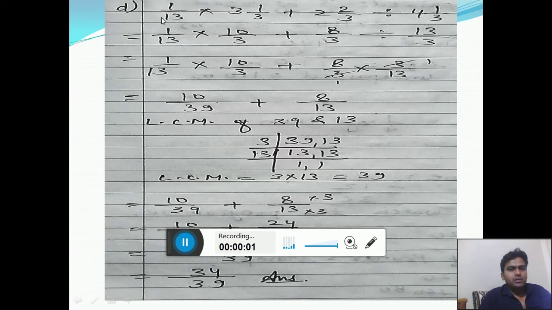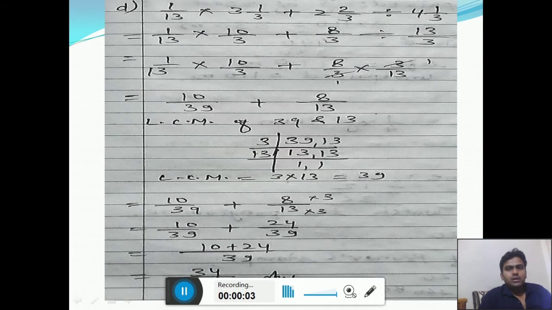Next question D. In this question also we will search for where we have to start the solution. So according to the BODMAS rule, among these signs we will see the signs between the fractions. So here divide, multiply, plus, and divide. Among the multiply, plus, and divide, we will start with divide, by the BODMAS rule. So division is first, then multiply. So how to solve this?